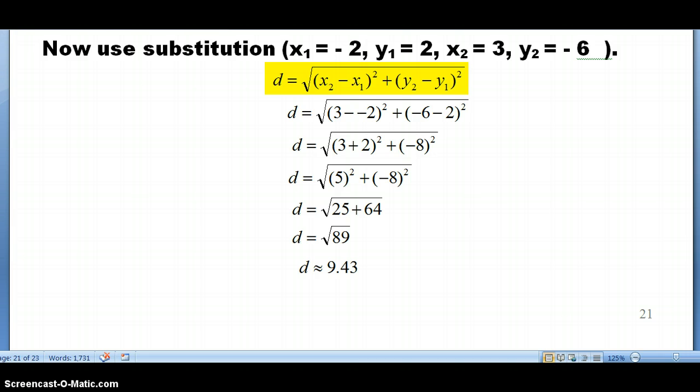I've now substituted in, and it's a matter of going through the rules for the order of operations. So minus minus 2 is a positive 2. I have 3 plus 2, which is 5. 5 squared is 5 times 5, or 25. I have minus 6 minus 2, it gets more negative, giving me a minus 8. Minus 8 squared is minus 8 times minus 8, giving me 64. 25 plus 64 is 89, so the distance is the square root of 89. I can leave it as the square root of 89, or I could get a calculator out and see that the square root of 89 is approximately 9.43. The symbol for approximation is those little squiggly kind of equal signs.